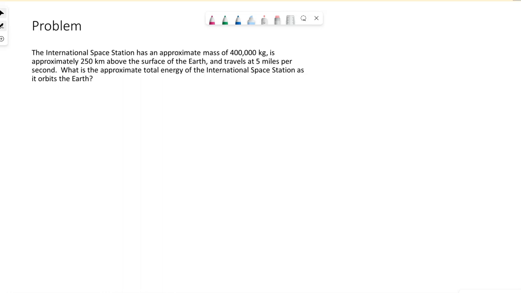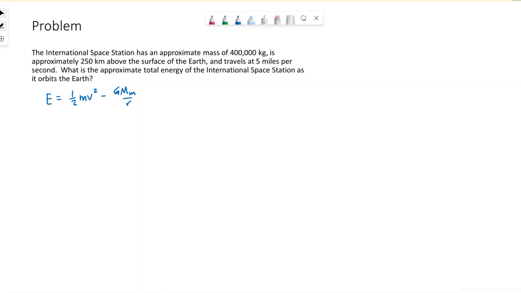Okay, so energy of orbit will be the kinetic energy it has plus the potential energy it has. Now, it is constant, but since this is asking just for the approximate energy, then we can just use this portion here. We can find out how much kinetic energy it has, how much potential energy it has.